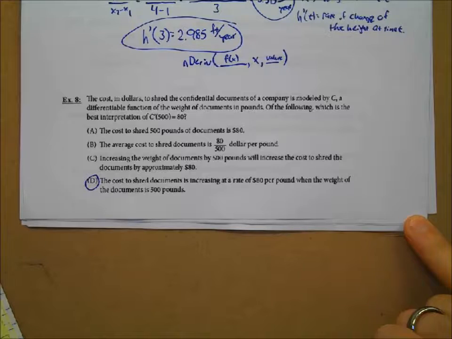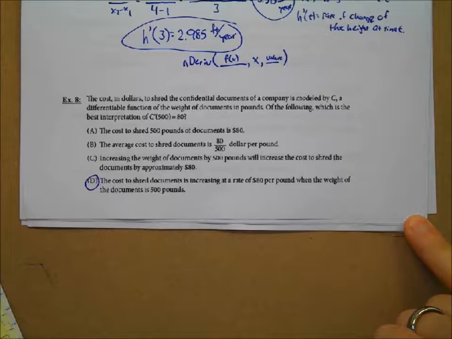So if it was just C of W instead of C prime of W, A would be right? Say it one more time, sorry? So since A is the cost to shred 500 pounds, that would be C of 500 equals 80. Yes, exactly right. So A is saying C of 500 equals 80. But we're asked what's C prime. There's a little prime there, right? So it's not letter A.